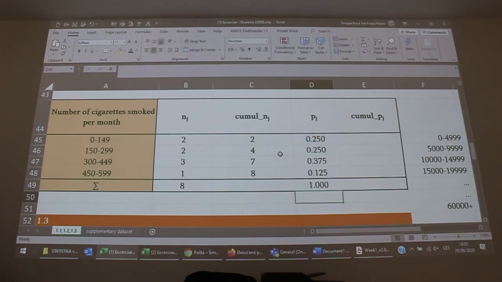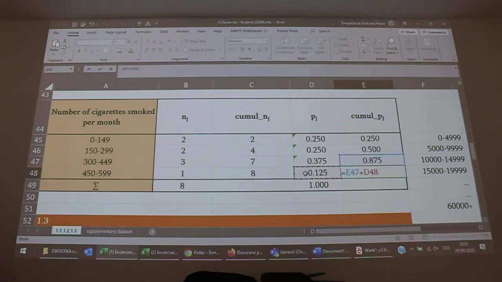You can write here summation, equal sign, sum, open parenthesis, and you can see 1.000, which means 100%. And finally, you can calculate the cumulation: equal sign, this value, enter, equal sign, previous value from this column plus this value, enter, and which number must be here? 1.000. Okay, so this is the interval frequency distribution table.